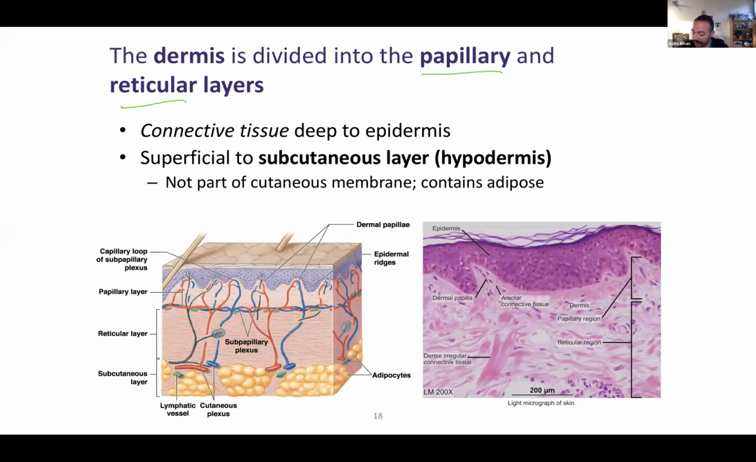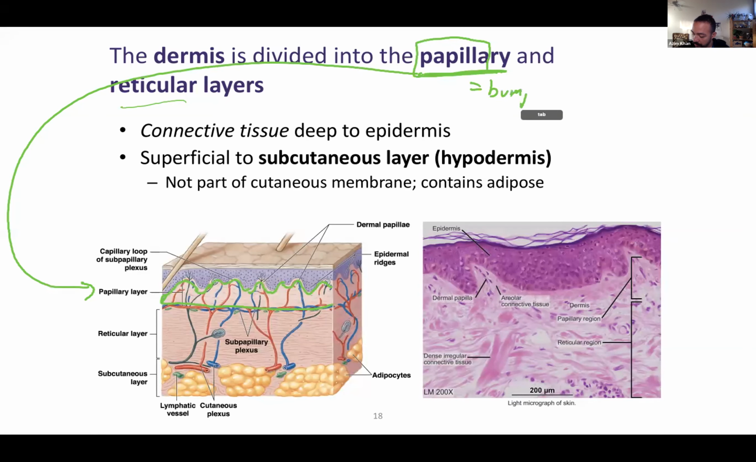The papillary layer is called that. If you look down here at this diagram of skin, you can see that this papillary layer has bumps. The word papilla means bump. So this is the bumpy layer, papillary layer.